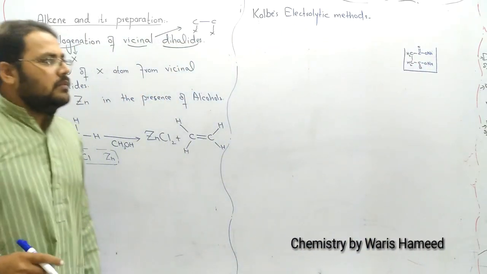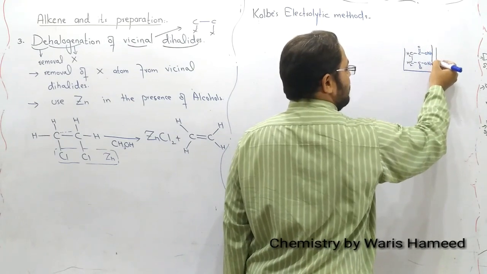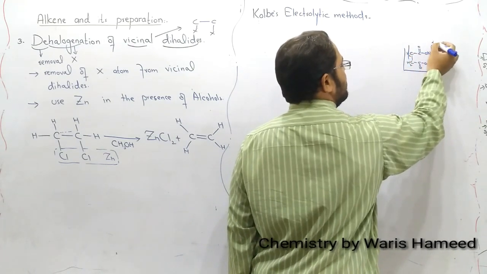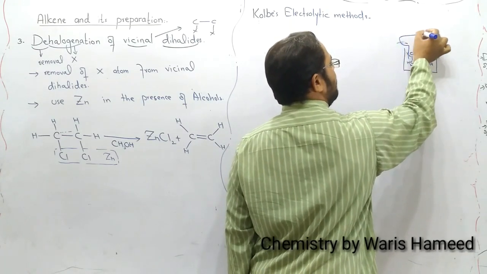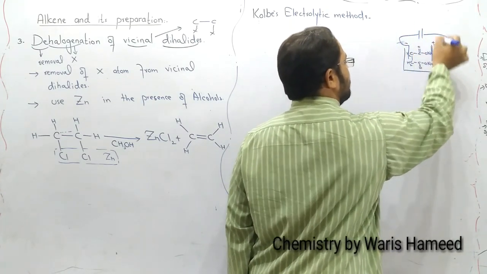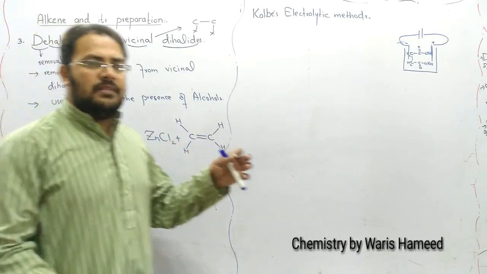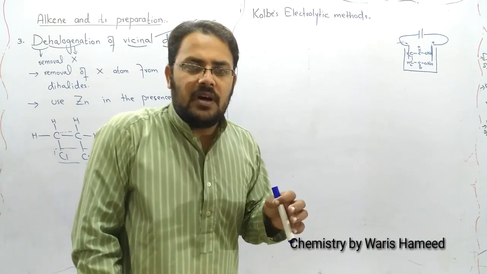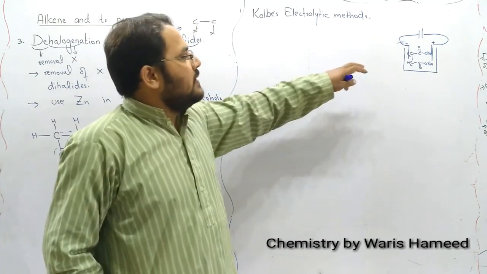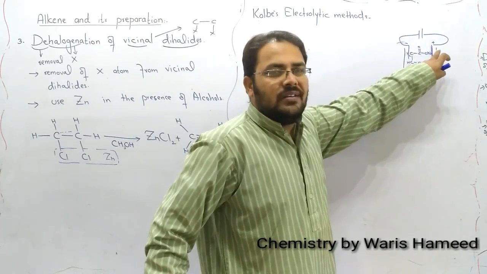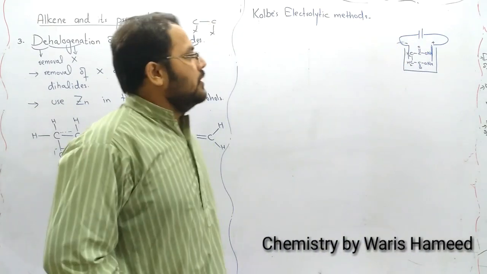Then we apply electric current on this solution. Here is the positive electrode and here is the negative electrode, and we use a battery. As we know, the salt will ionize in the solution and form a positive ion and a negative ion. The negative ion will be attracted toward the anode and the positive ion toward the cathode.